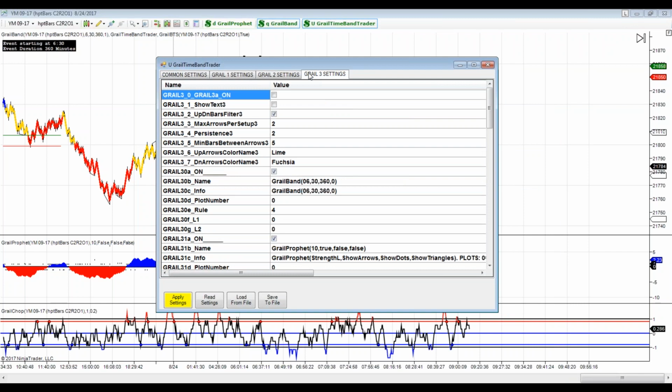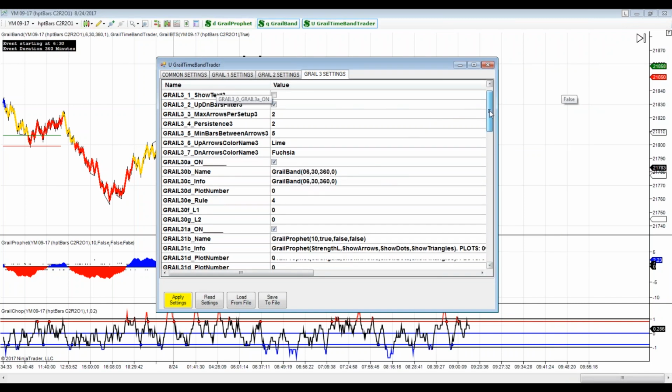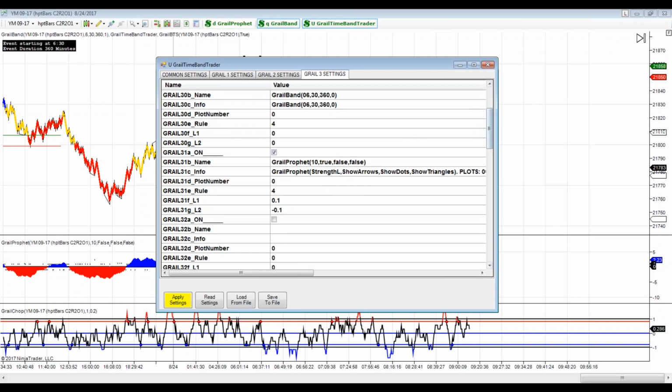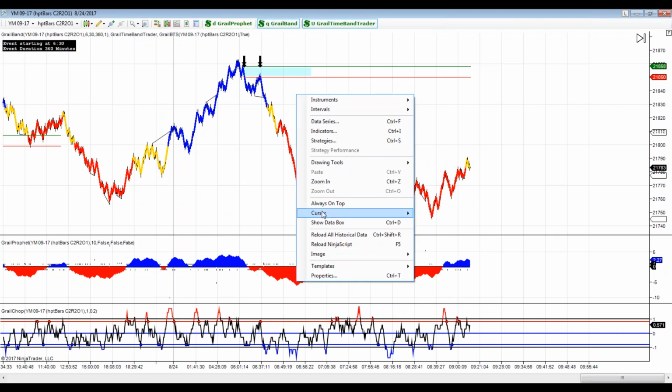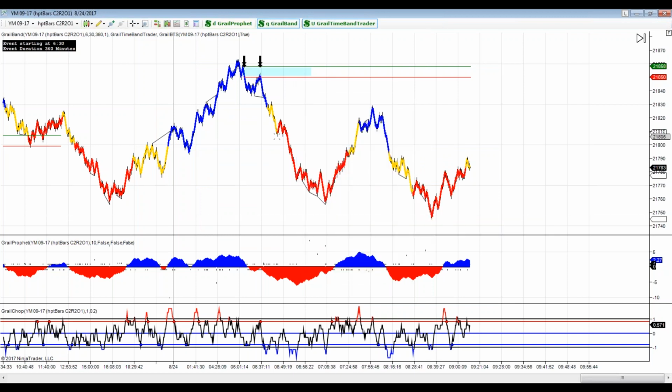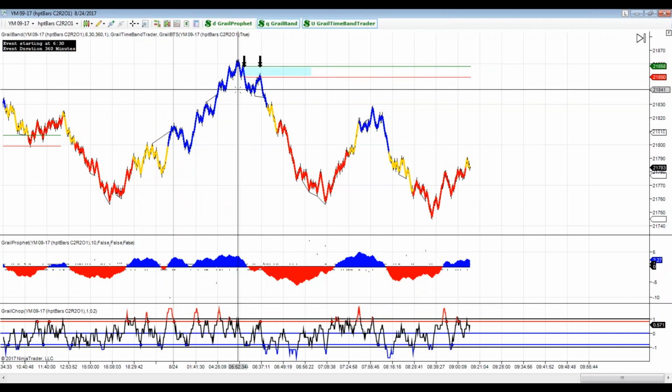All right, here's number 3. Number 3 is off right now. Now what is number 3 doing? Again, I set my time, and I'm using the profit as my filter. What does that mean? I'm going to hit apply. It means that if we break above or below the band, whatever condition the profit's in, that's what it's going to look at.